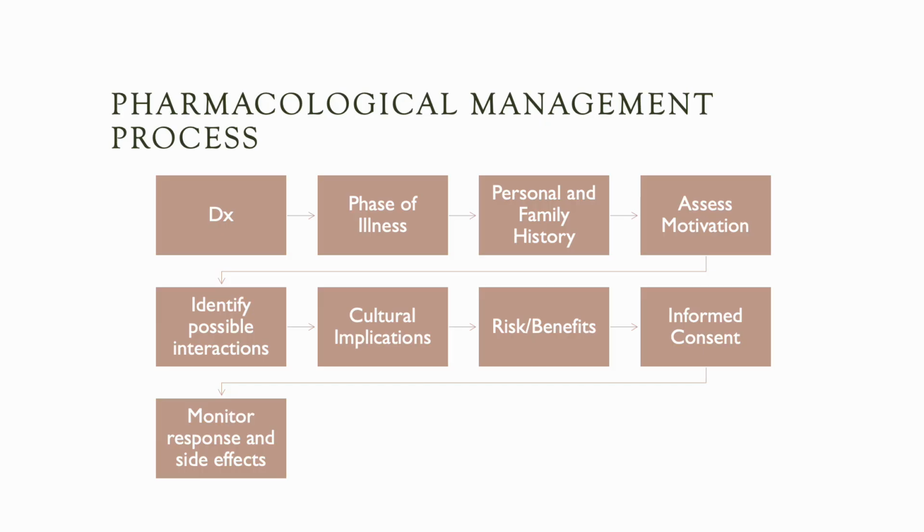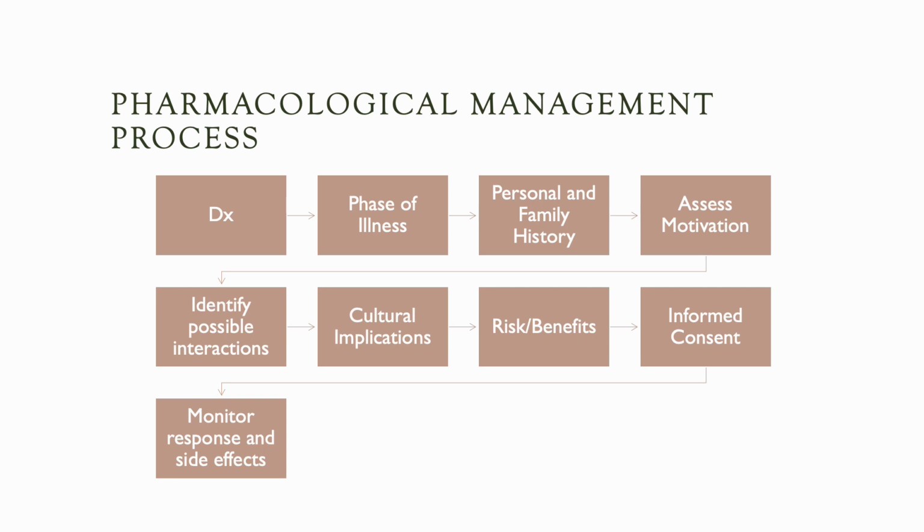The pharmacological management process. First, we make a diagnosis and identify the target symptoms. Consider the phase of the illness, such as acute, relapse, or recurrence. Assess prior personal and family history of response to certain medications. Assess the client's motivation for and any misgivings about treatment. Identify potential interactions between the currently prescribed medications. Identify cultural implications of certain drugs.